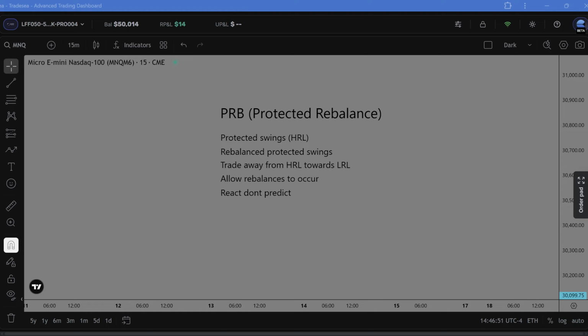You are looking to always trade away from high resistance towards low resistance. You are allowing rebalances to occur. And most importantly, what I find with this model is you are reacting. You aren't predicting, right? What I mean by that is how you approach this model is you don't need a set bias and then a set mid time frame narrative and then your entry model.